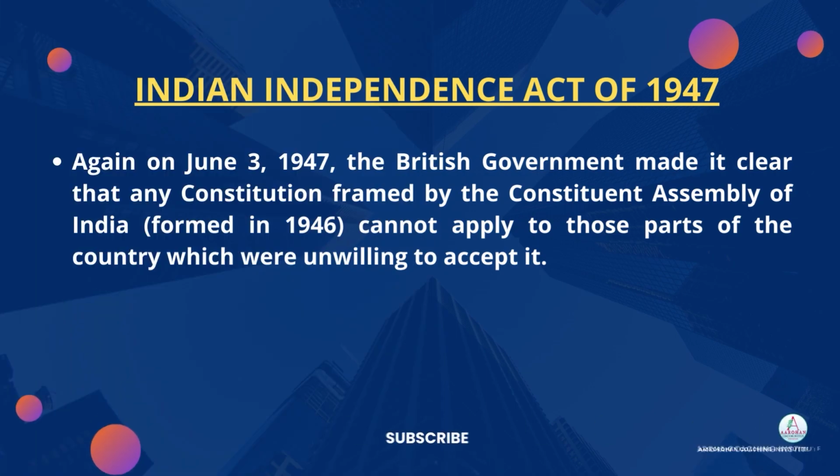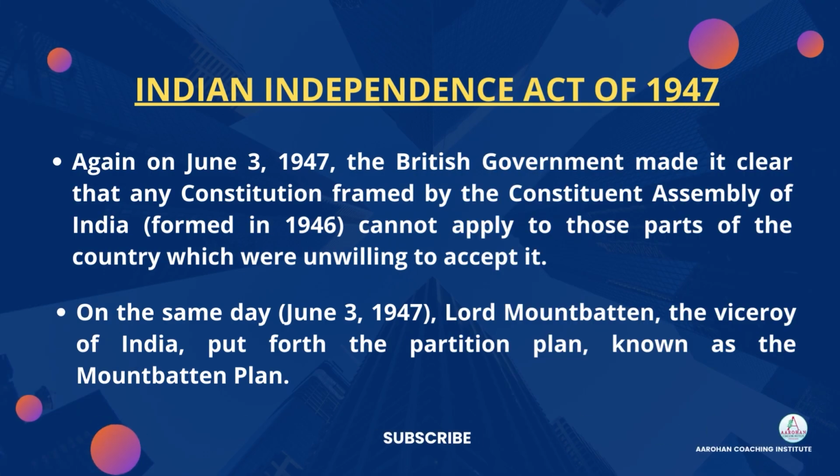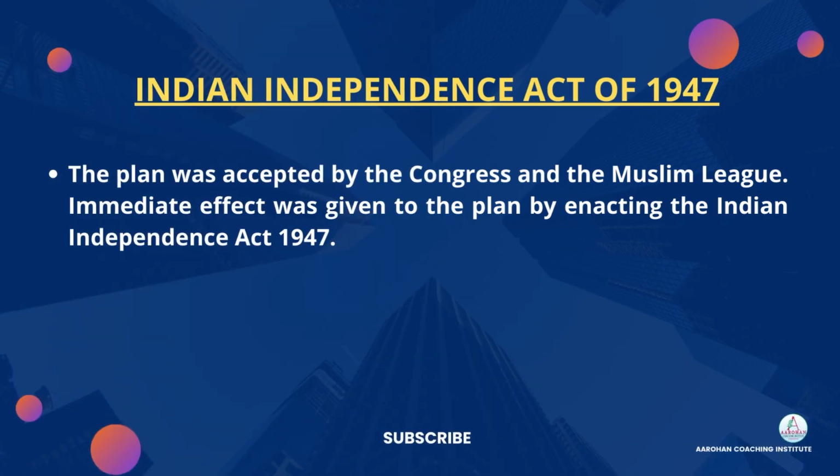Again on 3rd June 1947, the British government made it clear that any constitution framed by the Constituent Assembly of India, formed in 1946, cannot apply to those parts of the country which were unwilling to accept it. On the same day, 3rd June 1947, Lord Mountbatten, the Viceroy of India, put forth the partition plan, known as the Mountbatten Plan. The plan was accepted by the Congress and the Muslim League. The immediate effect was given to the plan by enacting the Indian Independence Act 1947.